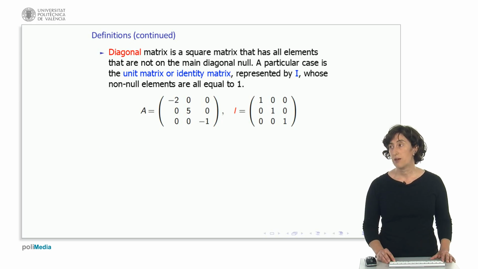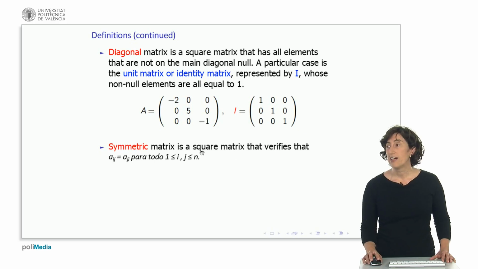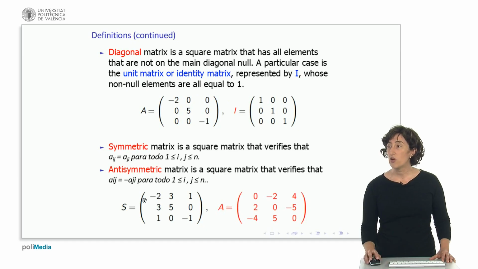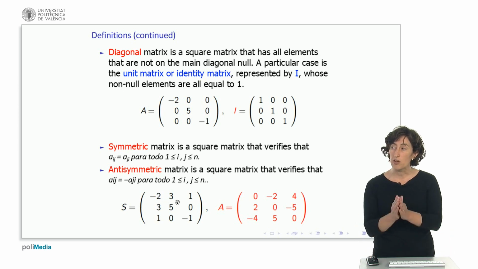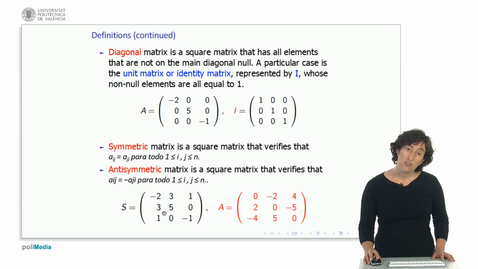We call a symmetric matrix a square matrix that verifies that a sub ij is equal to a sub ji. That is, it is symmetric with respect to the main diagonal. For example, here, minus 2, 5, minus 1 is the main diagonal, and as you can see, if I fold the matrix over there, they would coincide: the 3 with the 3, the 1 with the 1, and the 0 with the 0. This is a symmetric matrix, since the element of row 1, column 2 coincides with the element of row 2, column 1.